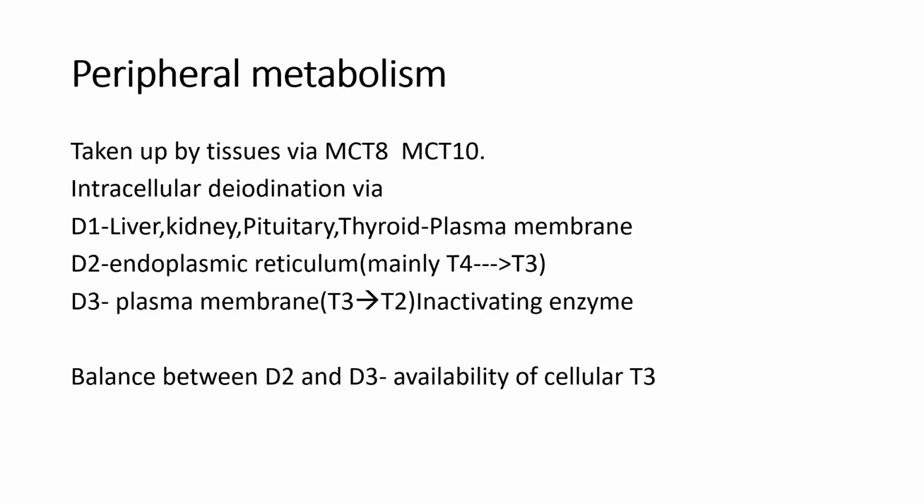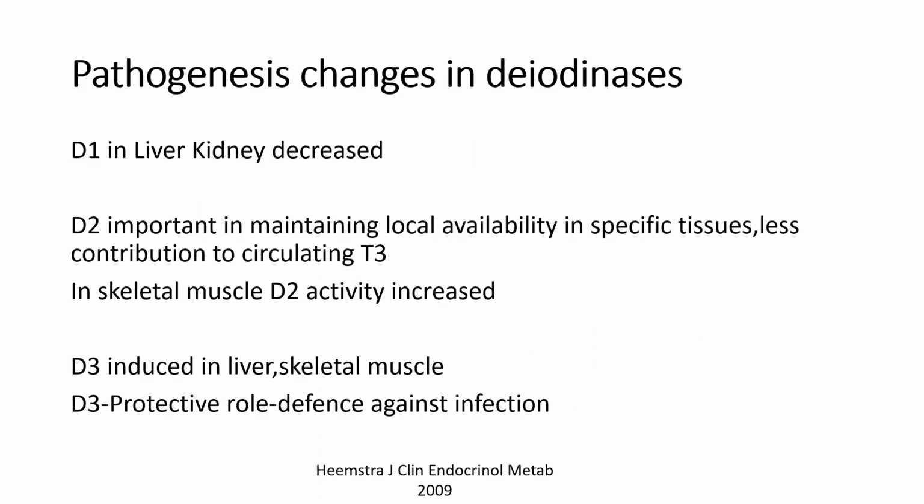But the deiodinase mechanism, there are mainly three types of deiodinase. D1 is present in the liver, kidney, pituitary, and thyroid, in the plasma membrane. D2 is present in the endoplasmic reticulum, which converts T4 to active T3. Then D3 is present in the plasma membrane, which converts T3 into inactive T2. It's an inactivating enzyme. The balance between D2 and D3 determines the cellular availability of T3.